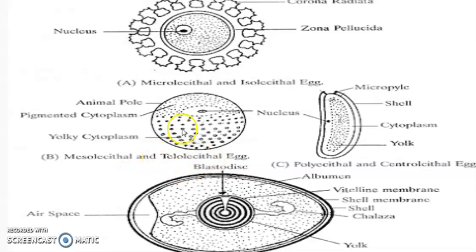Telo means the yolk is present towards one end. So here the yolk is present in the vegetal area. This one is the animal area. There is the nucleus in the animal area. And this is called the polylecithal egg or a megalecithal egg or macrolecithal egg. The terms are the same, which means a large quantity of yolk is present. And also this is the example of a centrolecithal egg in which the yolk is present in the center. And here is the egg of a chick or bird.